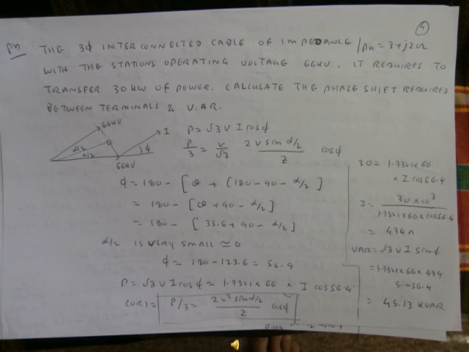So the var equal to root 3 V I sin phi. So that will be 1.7321 multiply 66 multiply 474 multiply sin 56.4. You get that 45.13 kilowatt.